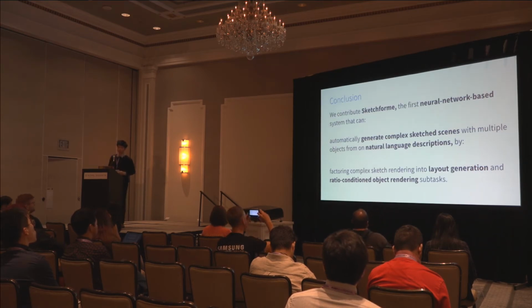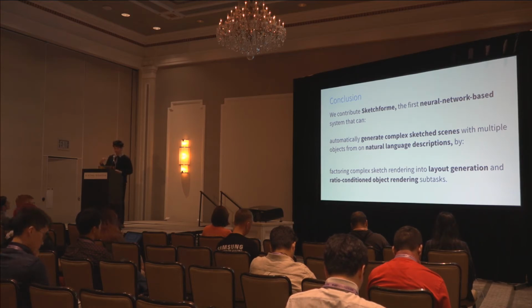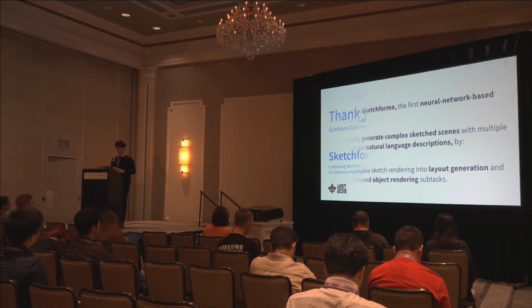So to conclude, we introduced Sketchforme, the first neural network-based system that automatically generates complex sketch scenes with multiple objects from natural language descriptions. We factor the complex sketch rendering task into layout generation and ratio-conditioned object rendering subtasks, performed by our scene composer and object sketcher in Sketchforme.